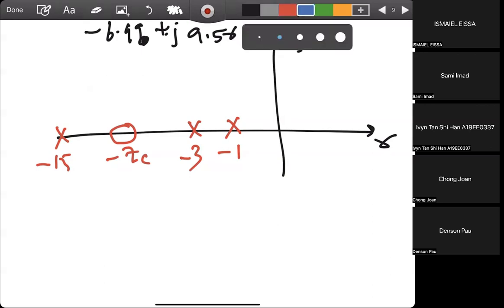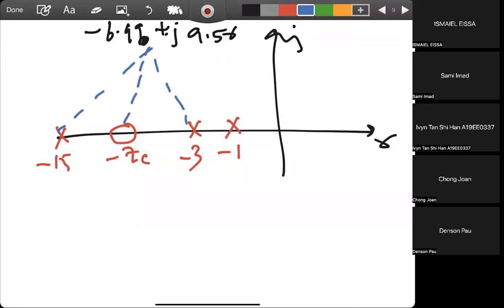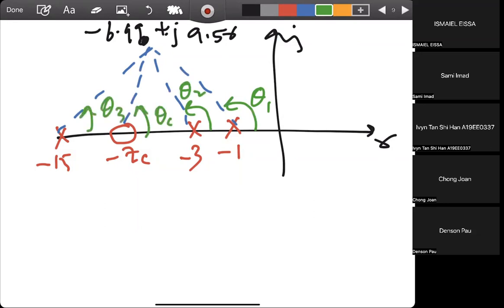And then find the angles, which are theta 1, theta 2, theta of the controller, theta C, and theta 3.